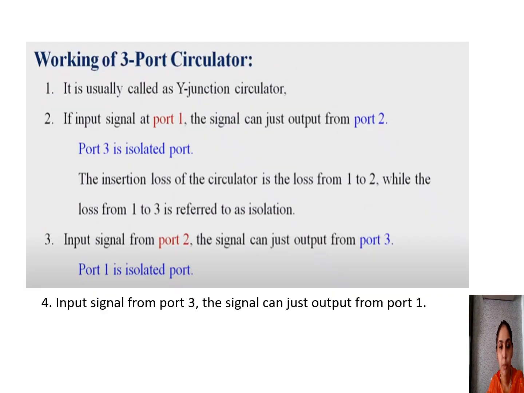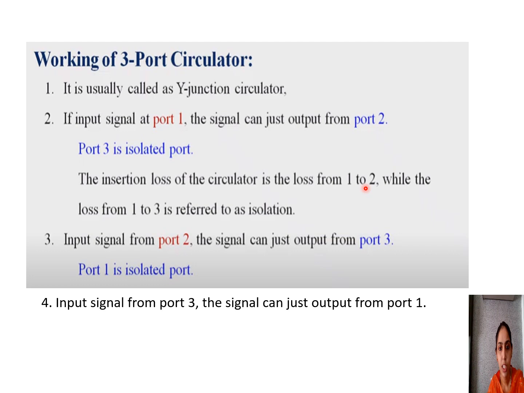When we talk about the working of a 3-port circulator, it can also be called a Y-junction circulator. The previous figure, we have just explained in words; you can go through it. For example, if an input signal is applied at port 1, the output will appear at port 2. During that time, port 3 is our isolated port. What will be our isolation factor? The loss from port 1 to 3 is referred to as isolation, and the insertion loss will be from port 1 to 2.